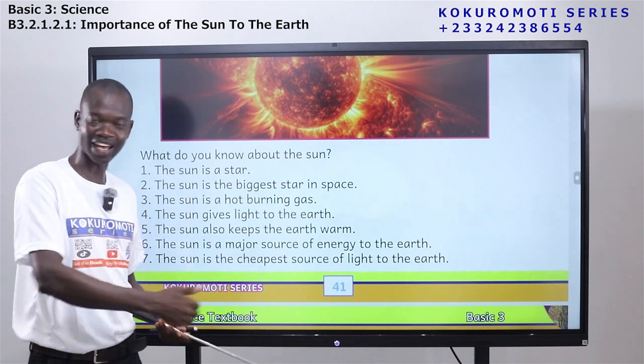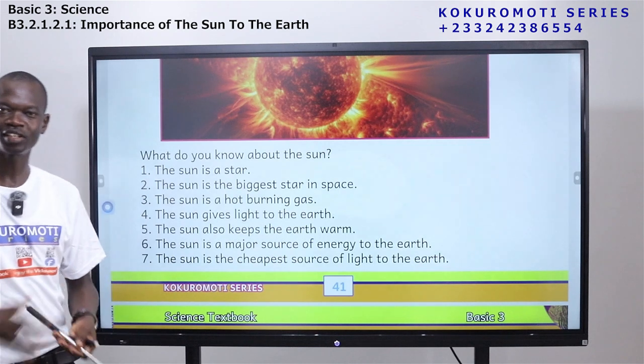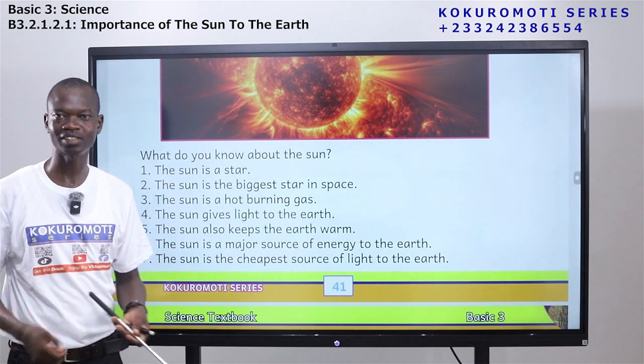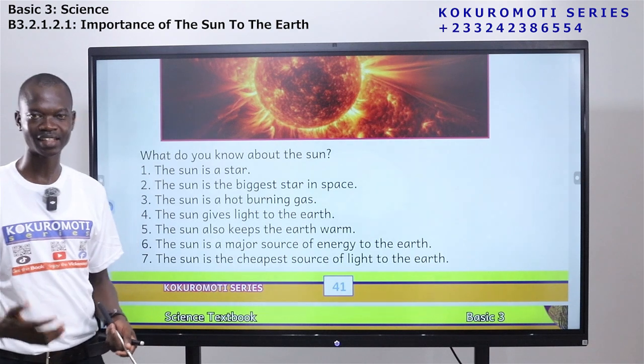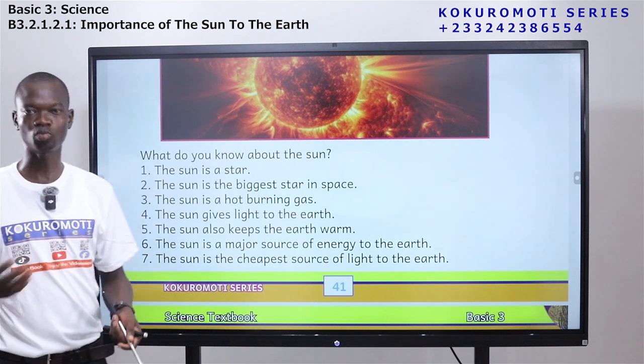We use it as light, and then we do our things. During daytime, we don't use torch lights, we don't use lamps and other things. We use the sun as light to see and then to work.